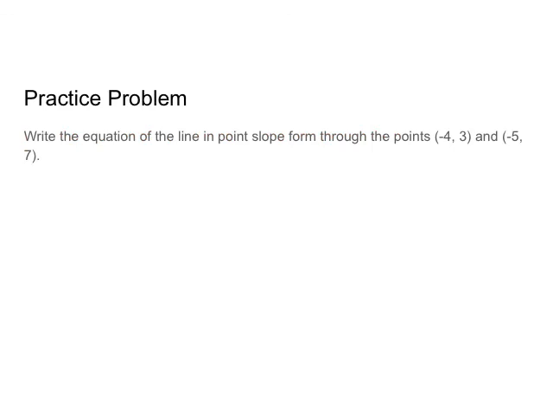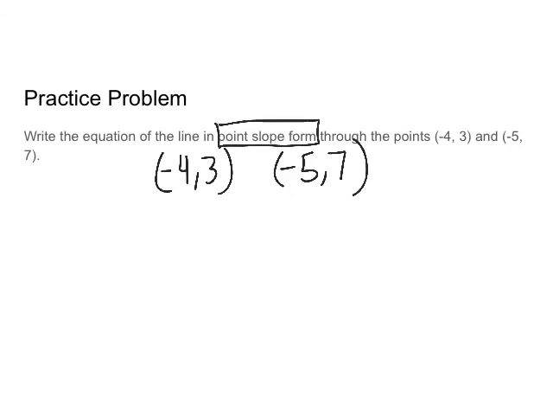All right, for your practice problem today, we're going back to our skill from the beginning of the video. I want you to write the equation of the line in point-slope form through the points -4, 3 and -5, 7. Sorry, those ended up on separate lines. That's kind of weird, huh? -4, 3 and -5, 7. Find the equation in point-slope form. I'll check this when you submit it into Canvas.